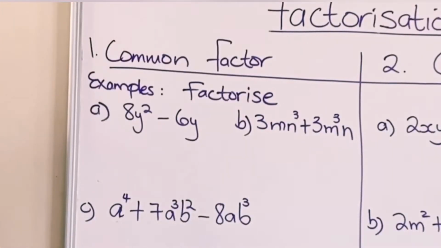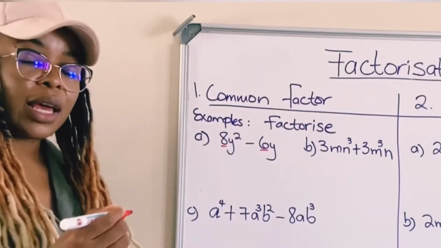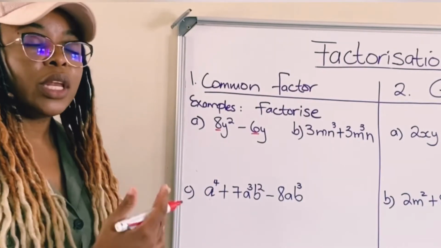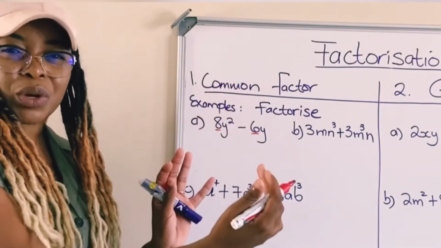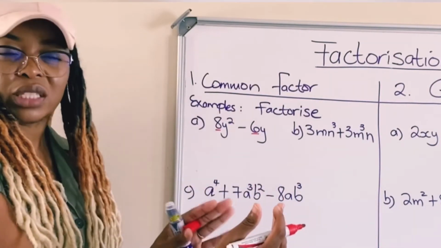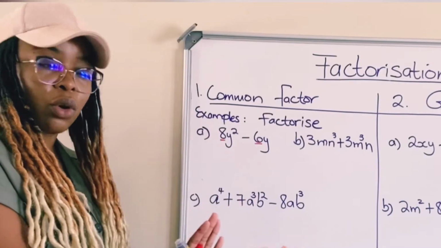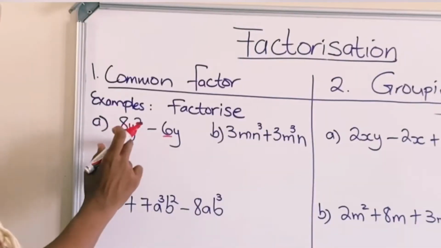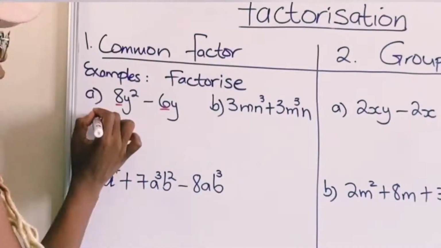Now, if we look at these two terms, we have 8 and 6, and we factor out the highest common factor. We need to always factor out the highest common factor because we don't want to have expressions that still need us to factorize inside our brackets. So we want to make sure that we factorize once and for all. So we factor out, I repeat, highest common factor. And the highest common factor of 8 and 6 is 2. So we factor out 2.